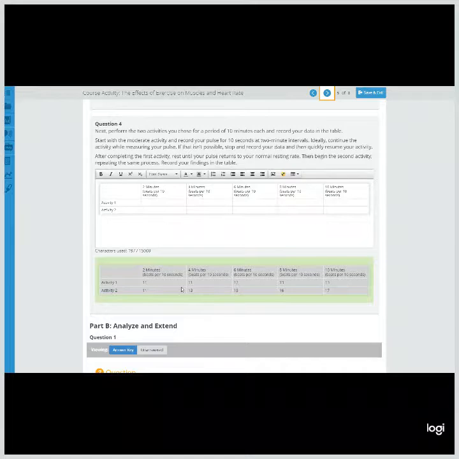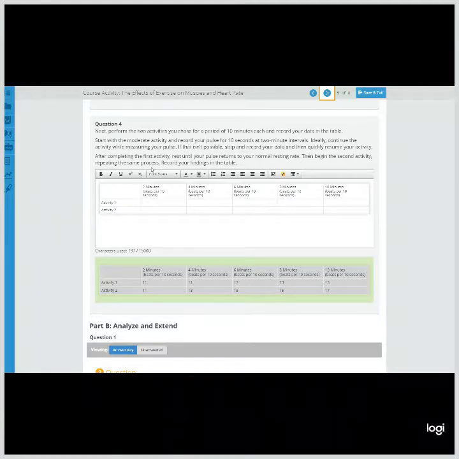So question number 4, you're going to perform the two activities for 10 minutes each and record your data in the table. Start with the moderate activity, record your pulse for 10 seconds at 2 minute intervals. Ideally, continue this activity while you measure your pulse. If it isn't possible, stop and record your data, then quickly resume the activity. After you complete your first activity, rest until your pulse rate returns to normal. Then try your second activity, repeat the process.